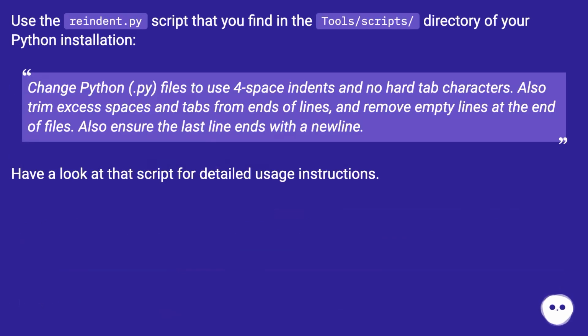Use the reindent.py script that you find in the Tools/scripts/ directory of your Python installation. Change Python .py files to use 4 space indents and no hard tab characters. Also trim excess spaces and tabs from ends of lines, and remove empty lines at the end of files. Also ensure the last line ends with a newline. Have a look at that script for detailed usage instructions.